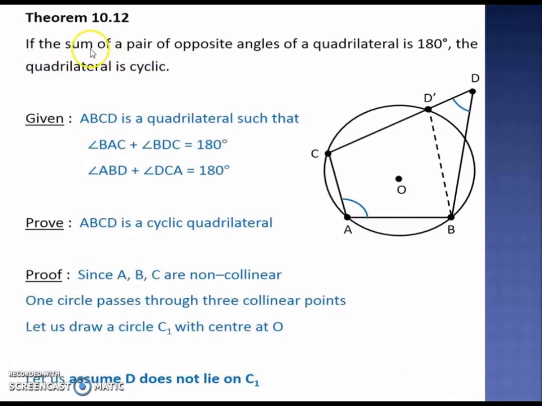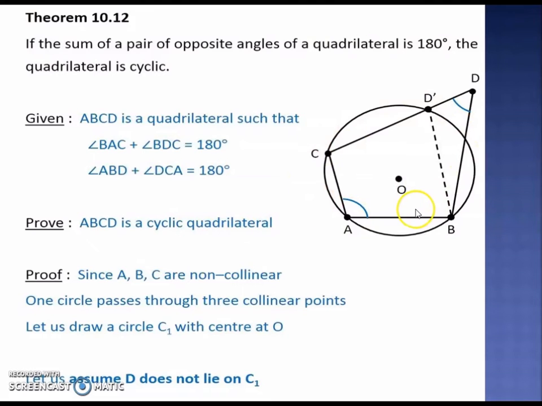So theorem 10.12 states that if the sum of a pair of opposite angles of a quadrilateral is 180, then the quadrilateral is cyclic. So it is just the converse of what we have proved. Earlier we had proved that we have a cyclic quadrilateral and therefore its opposite angles must be adding up to 180. Now it is already given that angle BAC plus angle BDC is equal to 180 and angle ABD plus angle DCA is also equal to 180.